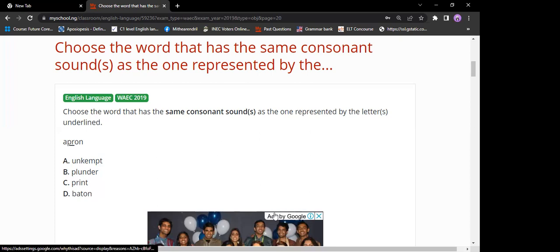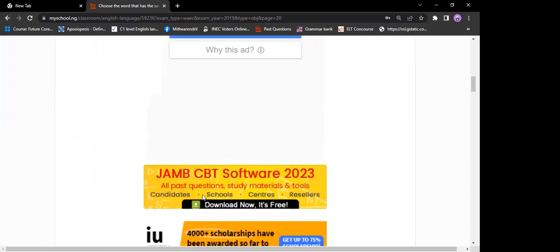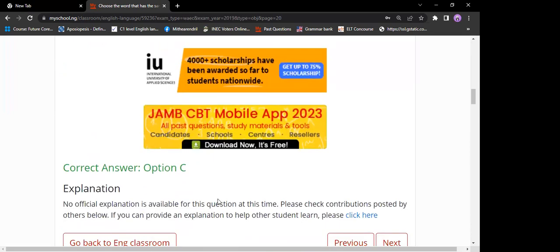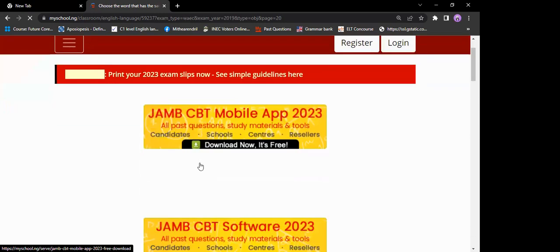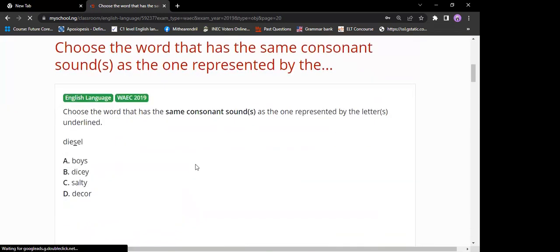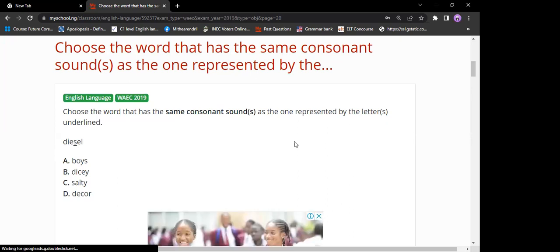Let us go for a confirmation. C means we are correct. Okay, good. The word is diesel. The E after the S is a silent sound, so it's not really pronounced.